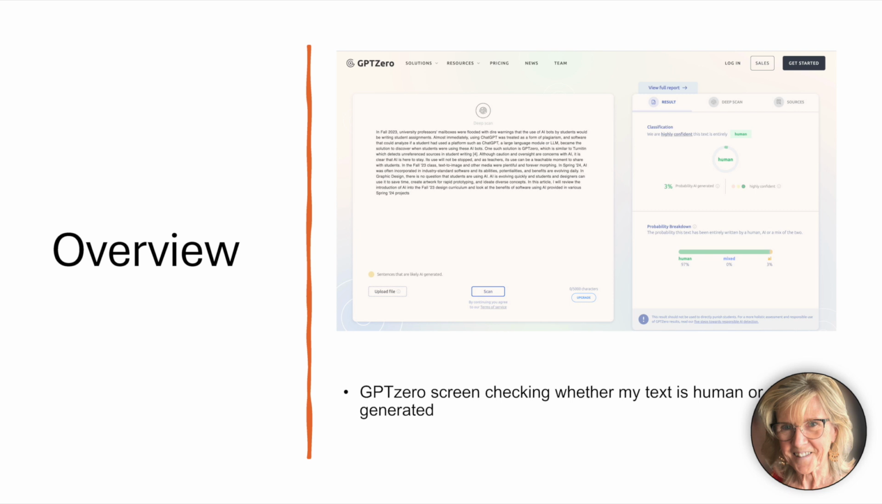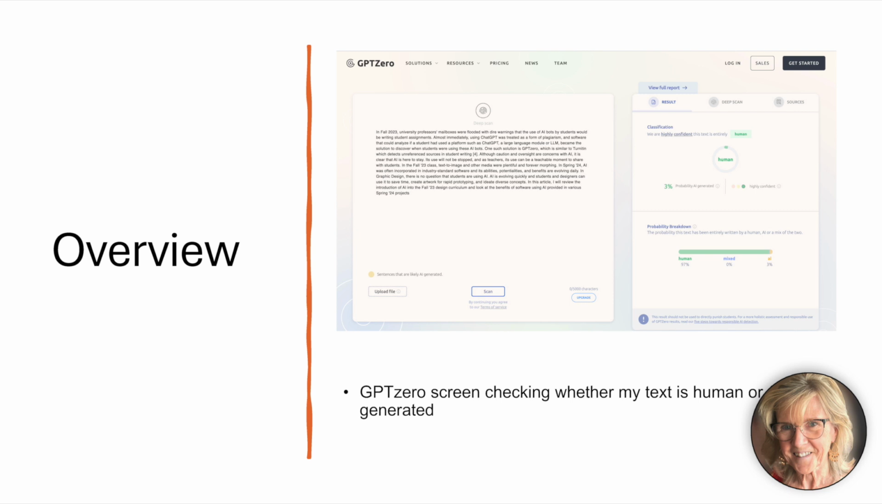Although caution and oversight are concerns with AI, it is clear that AI is here to stay. Its use will not be stopped, and as teachers, its use can be a teachable moment to share with students. In the fall 23 classes, text-to-image and other media were plentiful and forever morphing. In spring 24, AI was often incorporated into industry-standard software, and its abilities, potentialities, and benefits are evolving daily.